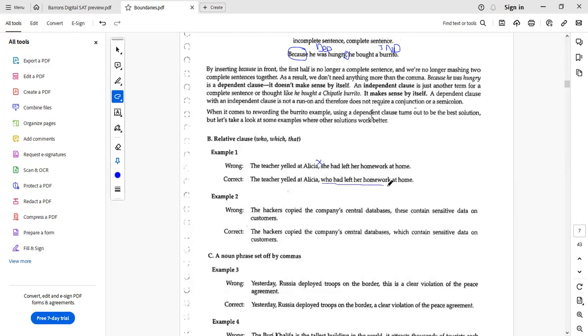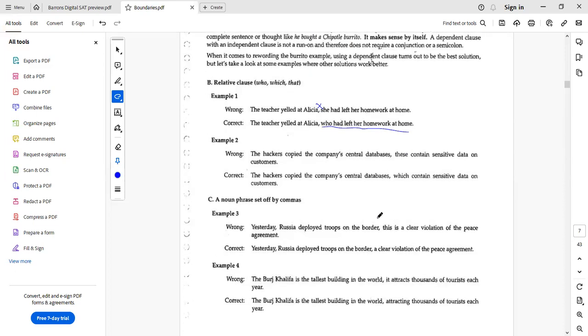He changed the second one to be a relative clause: who had left her homework at home. Another one. The hackers copied the company's central databases. These contain sensitive data on customers. Subject verb, independent. Subject verb, independent. So now it's wrong because he put only a comma. So what did he do? He changed the second one and put a relative clause. Why did he put which here, and why did he put who here? Who is for people, and here we have Elijah. Which is for things, and here we have databases, so we put which.